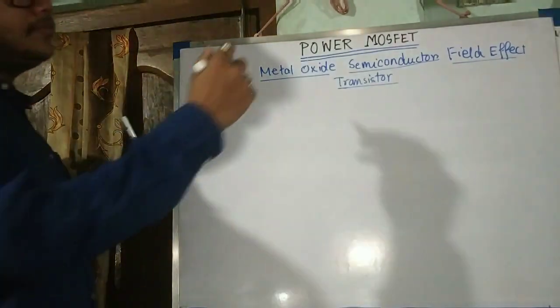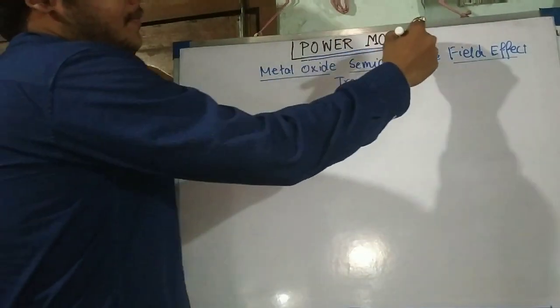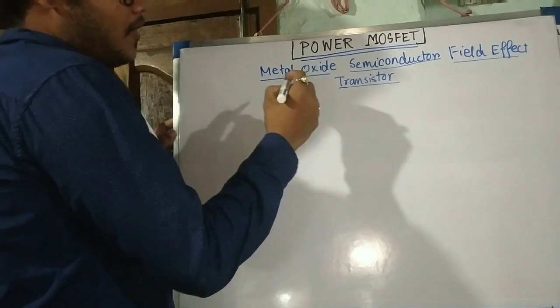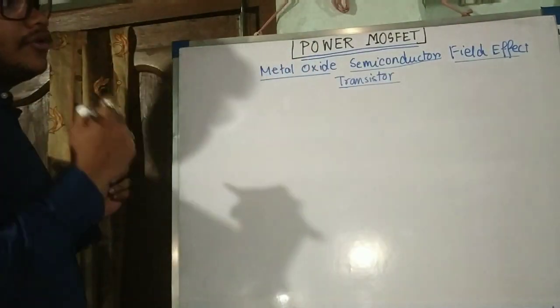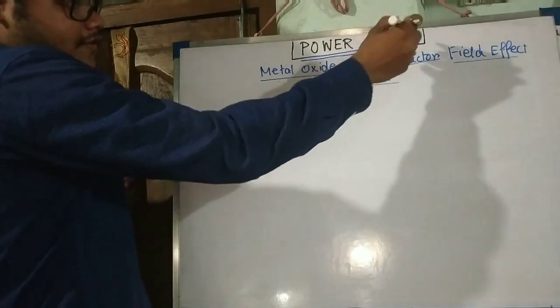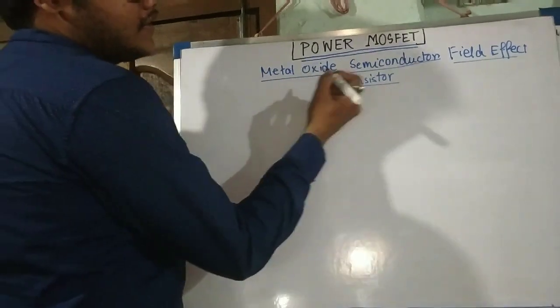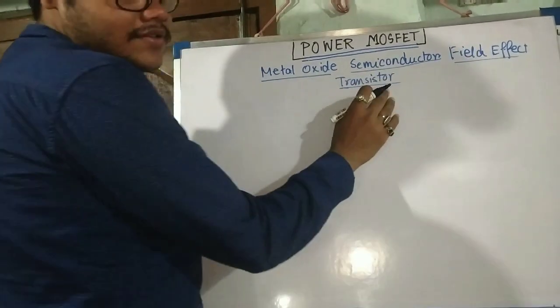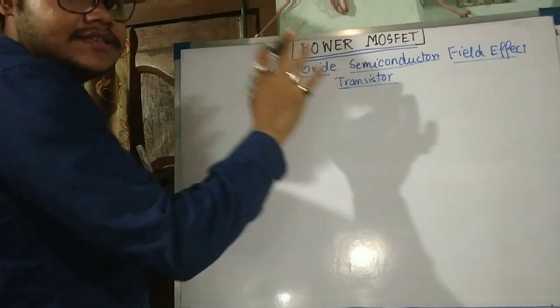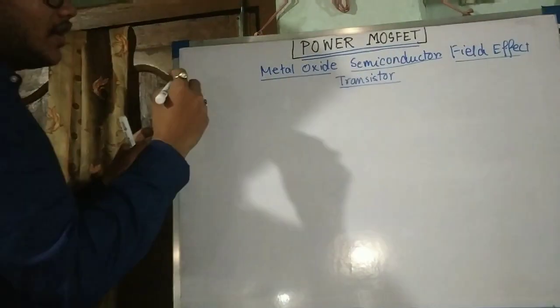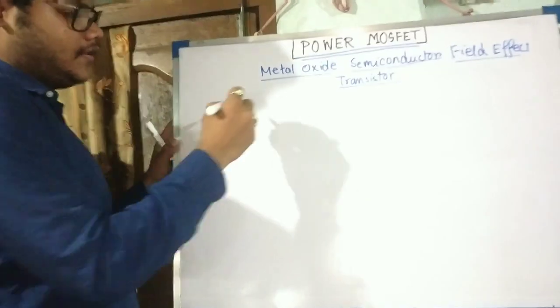Today we will start power MOSFET. We have previously seen power BJT and now we are starting power MOSFET. Now the MOSFET stands for metal oxide semiconductor field effect transistor. We will explain each and every part in detail. So let us start. Let's see what are the key features of a power MOSFET.